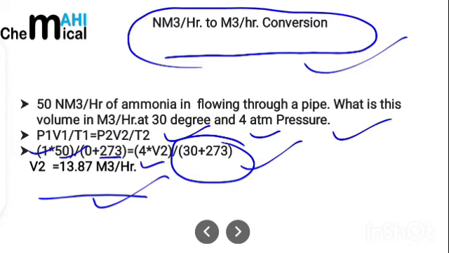Means 50 Nm³ per hour of a gas that is being converted into m³ per hour at 30 degree and 4 atm pressure is basically 13.87 m³ per hour.